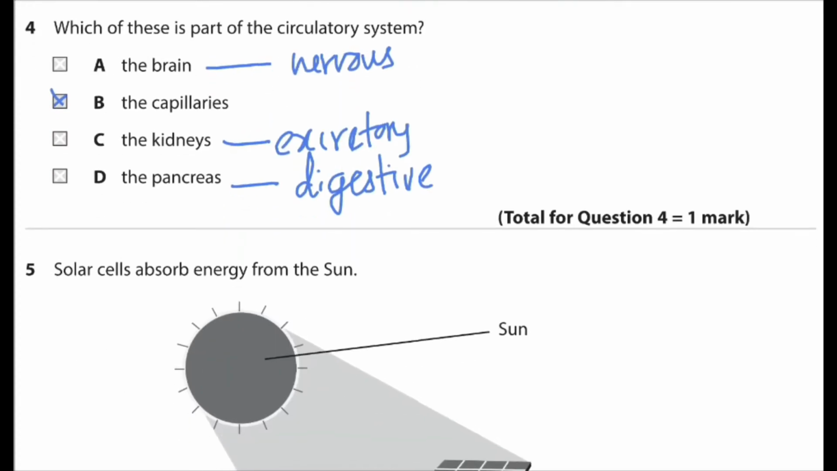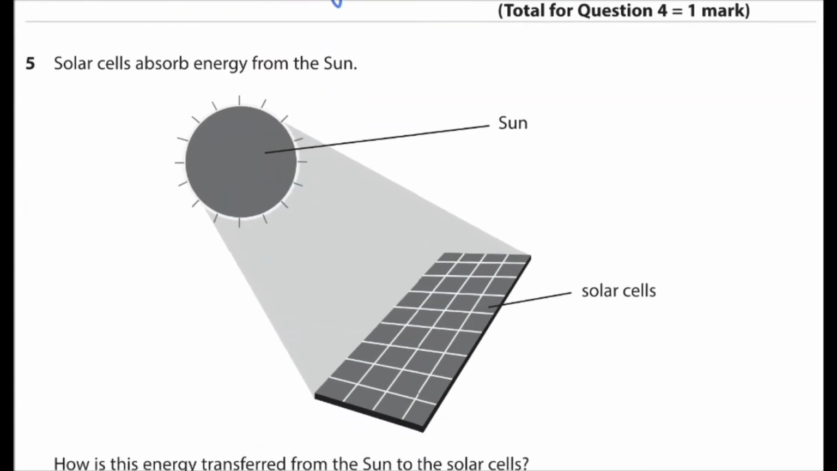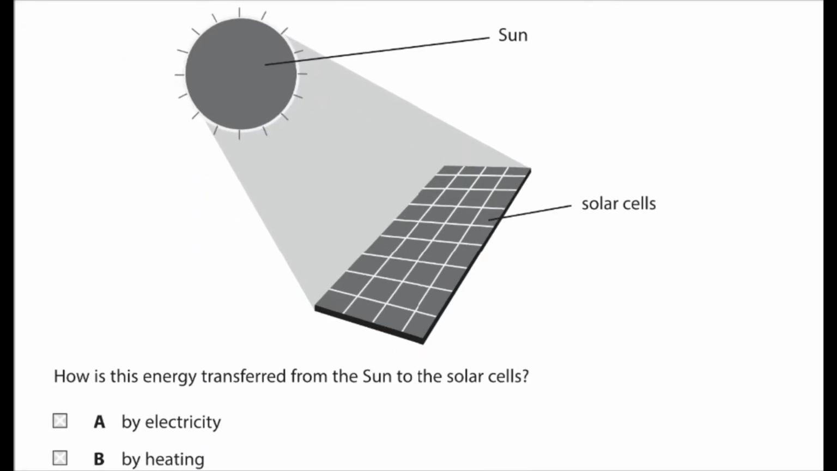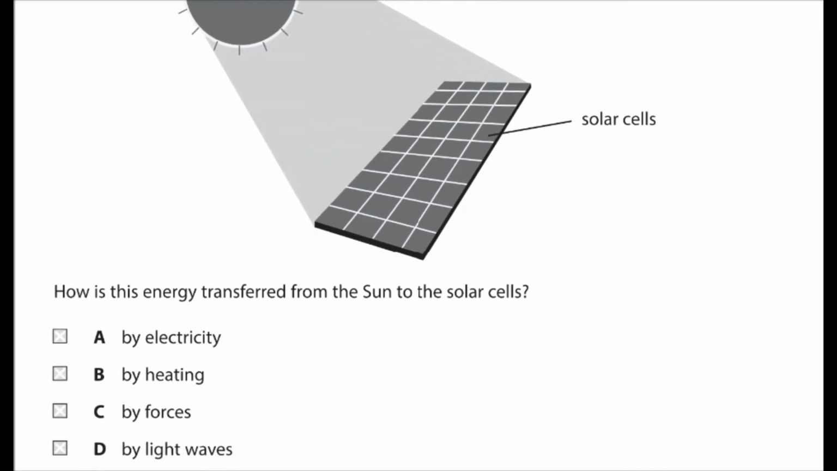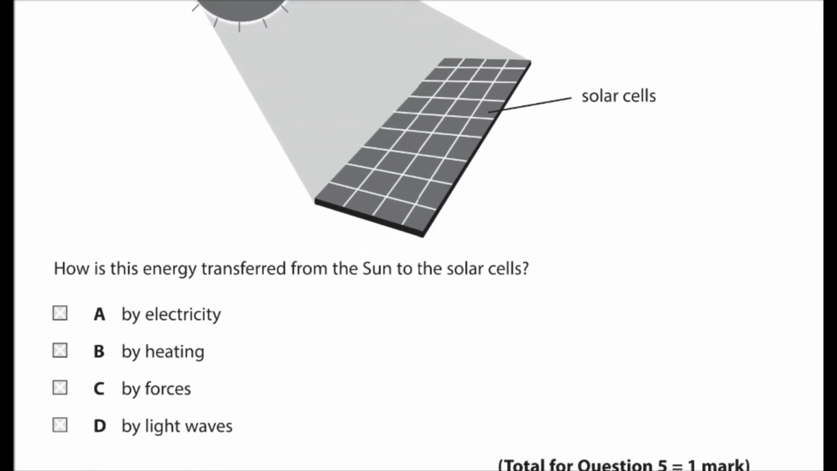Moving to the next one. Solar cells absorb energy from the sun. Let's go through how this energy is transferred from the sun to the solar cell. It is transferred by light waves. We can't see any forces applying, and heating is infrared radiation, and electricity is generated. They are asking the energy transferred from which source. So it is light energy.